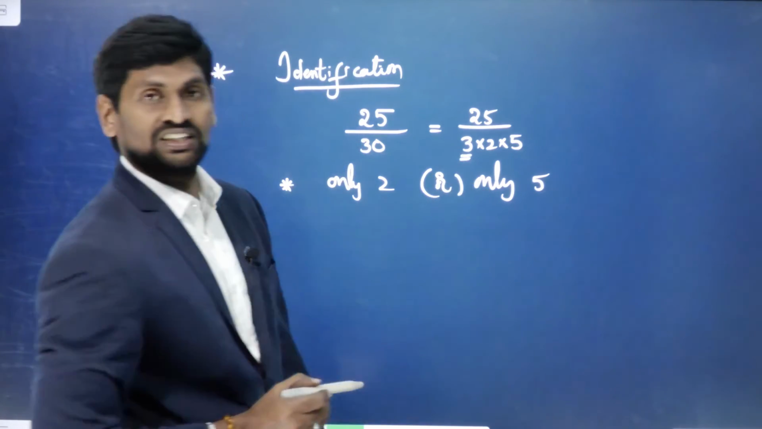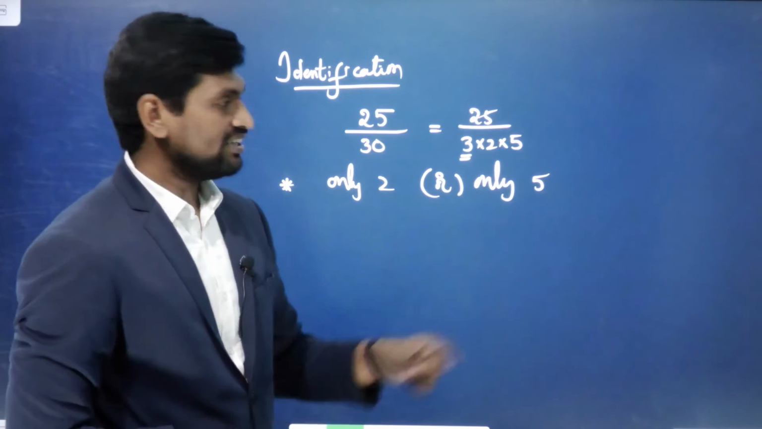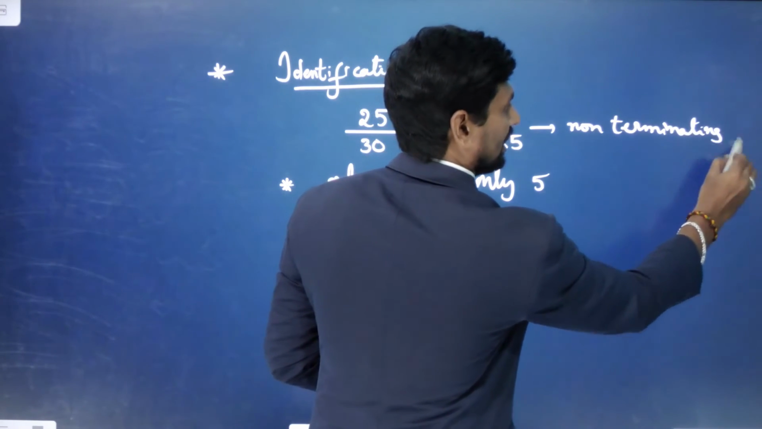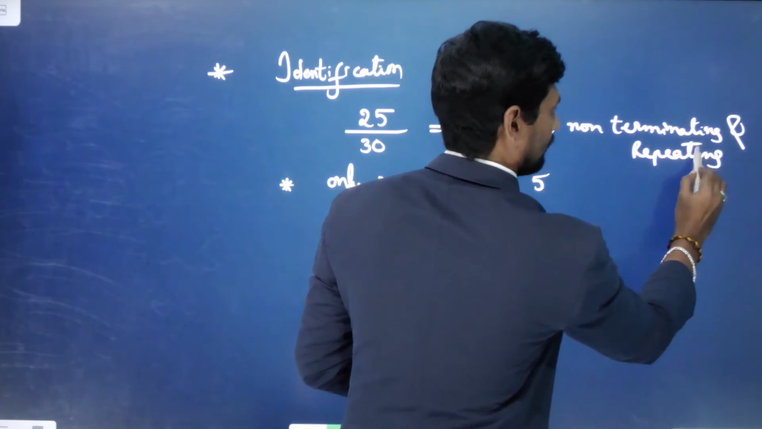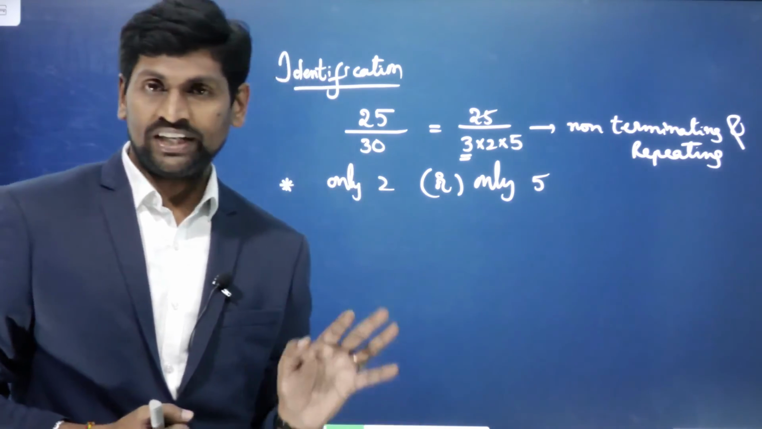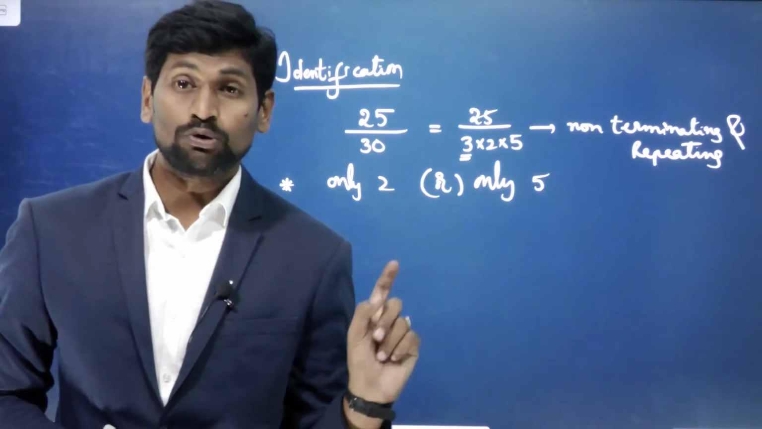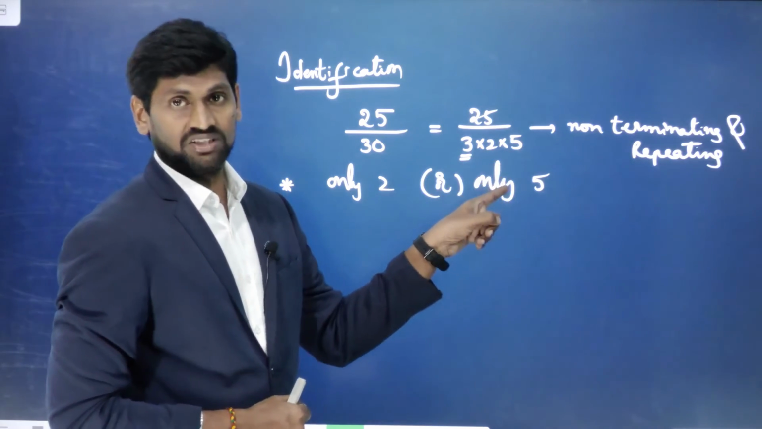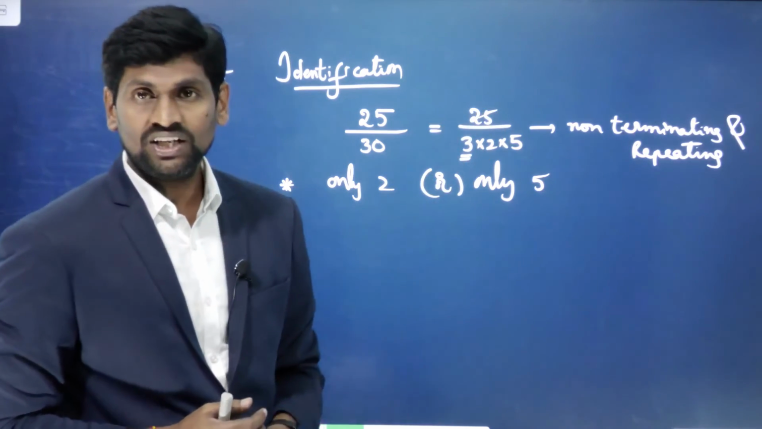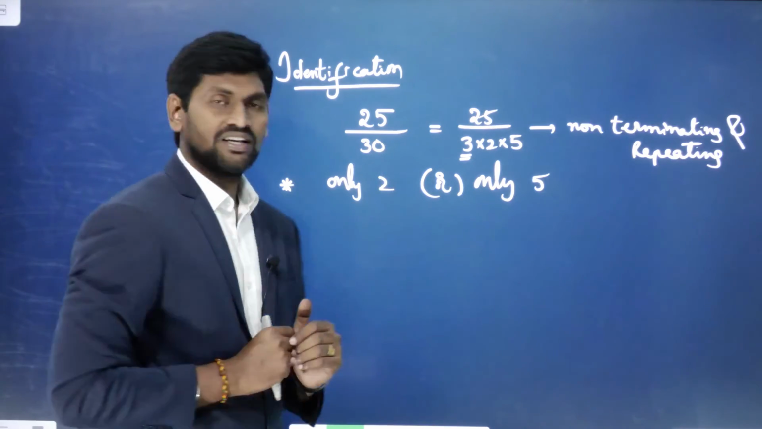But here 3 is also present, and 3 times is not cancelling 25. It is non-terminating and repeating. Okay? That means the denominator of a rational number should contain only 2 and its powers and only 5s, then we can decide the rational number will be a terminating decimal. Otherwise, if there is one more prime number, we should check whether that prime number cancels with the numerator or not. If it does not exactly cancel the numerator, that rational number will be a non-terminating repeating decimal. Like this we can identify without doing the regular division.